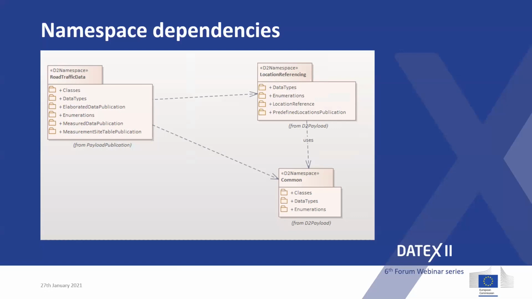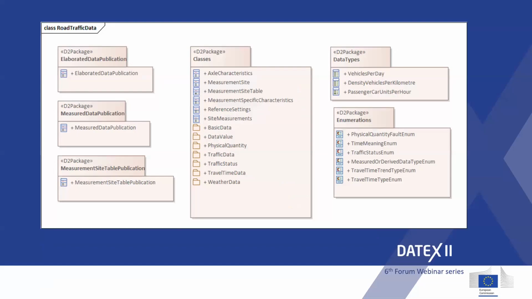You need to use DATEX 2 location referencing, and you need to use DATEX 2 common. You don't need to use anything else. So you can use road traffic data independently from situation, VMS, and other publications. That's the top level contents of the road traffic data namespace. Some data types, classes, and enumerations as you'd expect, but we enter it through, on the left, 3 publication packages.